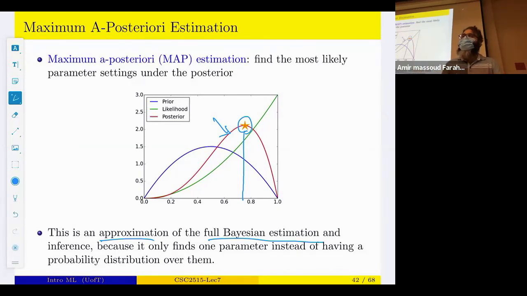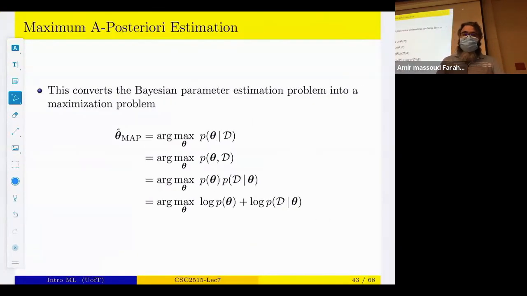So this is not as powerful, but it brings some benefits of the Bayesian approach into maximum likelihood estimation. In this case, for example, maximum likelihood estimation says that we have to choose the value here, which is an unreasonable value. But choosing this value, the peak of that posterior, is reasonable. So this converts a Bayesian parameter estimation into a maximization problem.